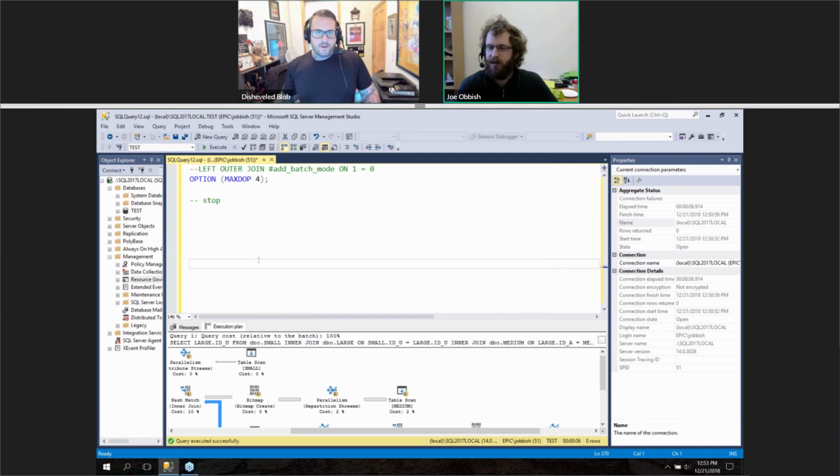So bitmap filters or bitmap operators, they're normally very helpful. There are some edge cases where they're not helpful. There are bugs sometimes with the batch mode variety. And if you get a serial plan, whereas SQL Server thought it would be parallel, you can run into problems.